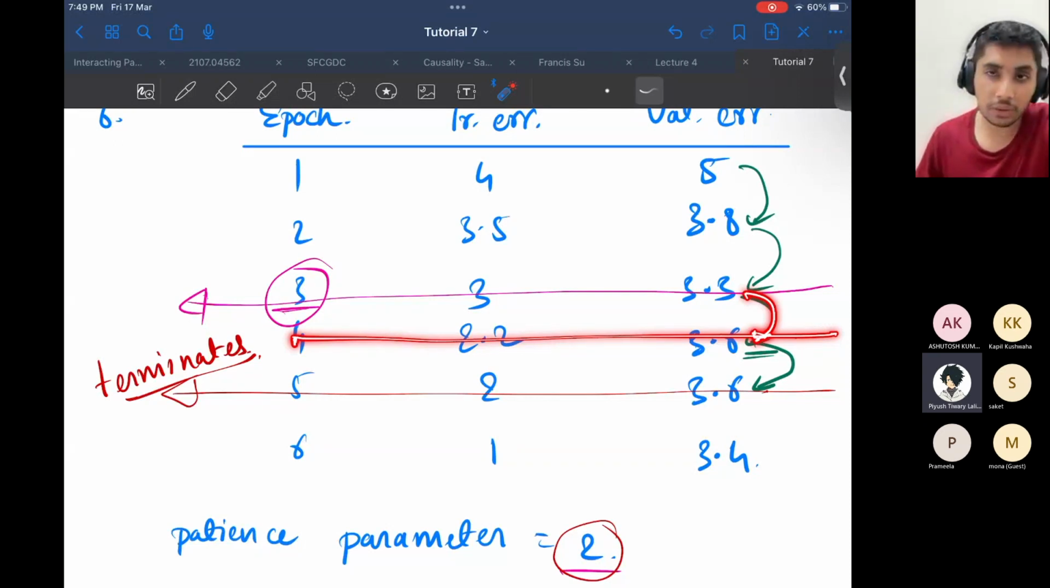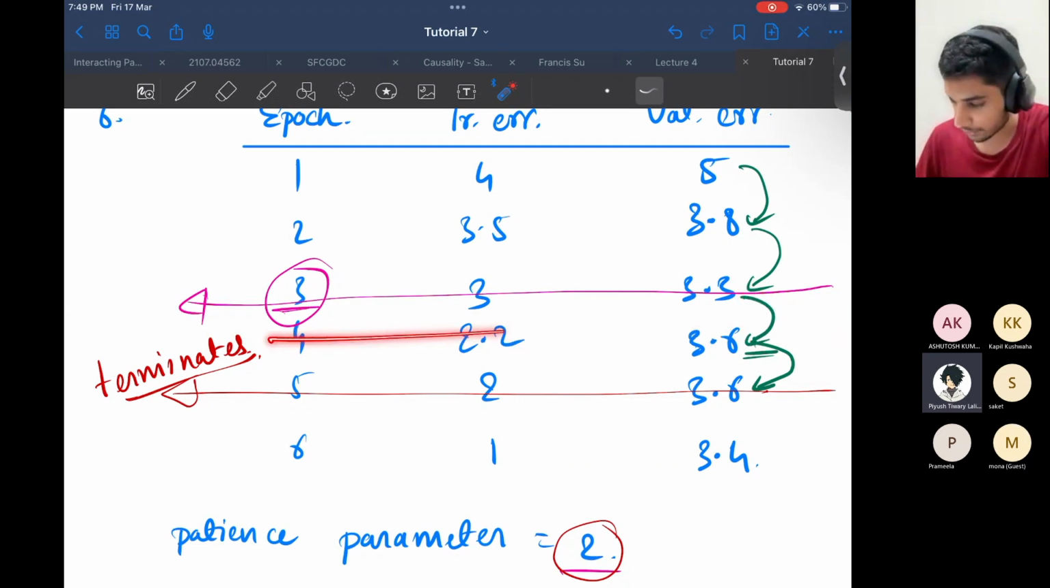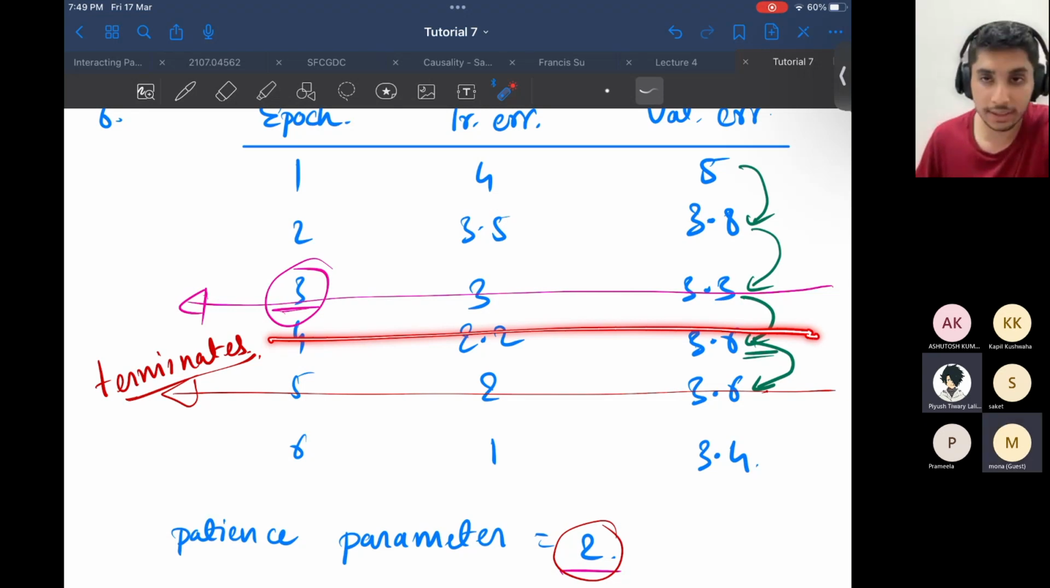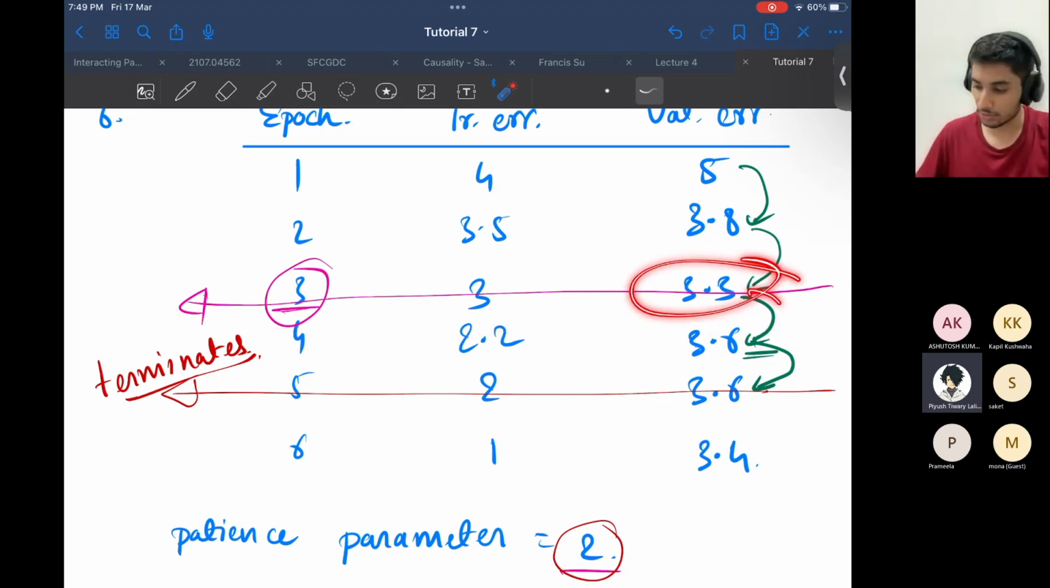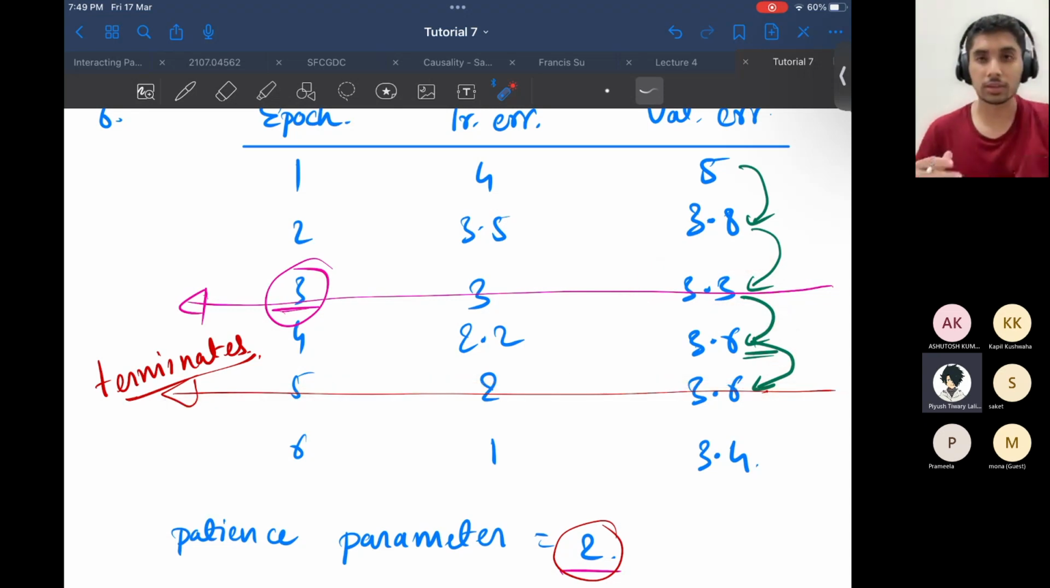This is how you count the epoch at which you are alerted that the validation error is first observed, and then you wait for as many more epochs. Now you have to count from three itself. So from here you count two epochs, so the fifth epoch will be the answer. This is how you count.